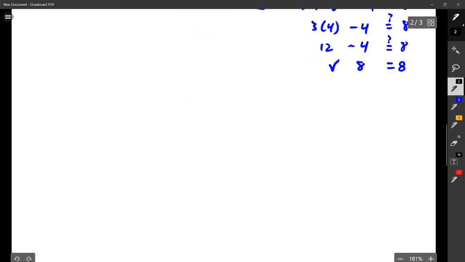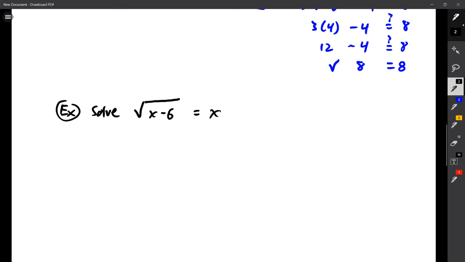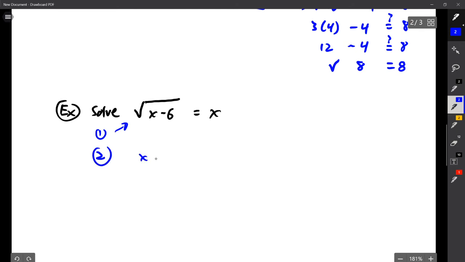Okay, next example. Solve. And we're doing square root of x minus 6 equals x. Okay, step 1. Isolate the radical. And in this case, it's already done for us. So step 1 is already done. So step 2, square both sides. x minus 6 equals x squared.